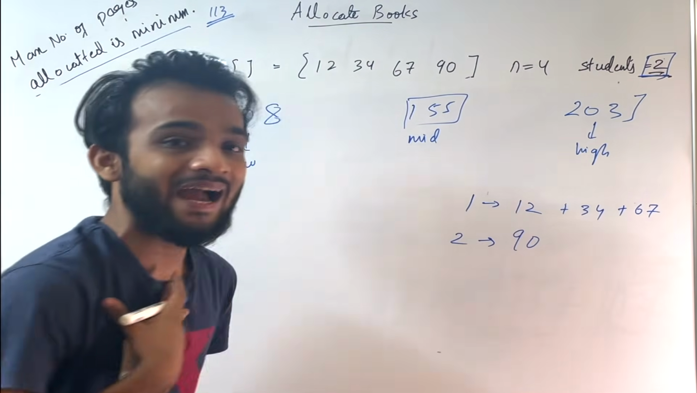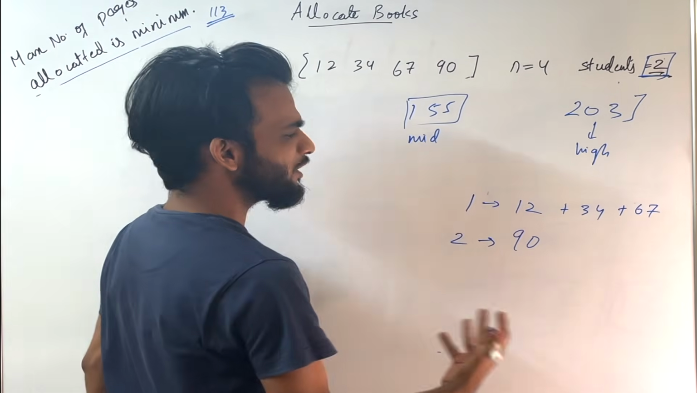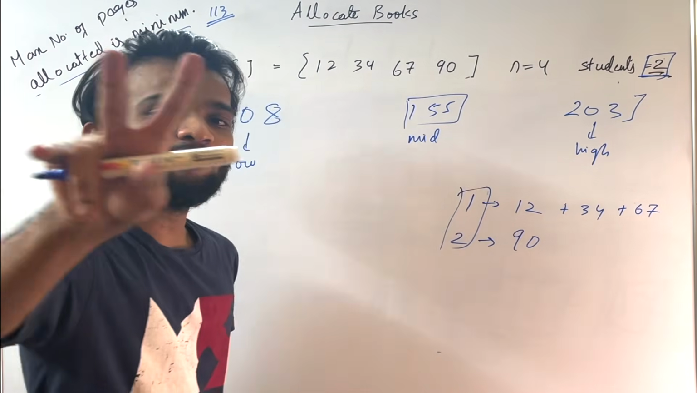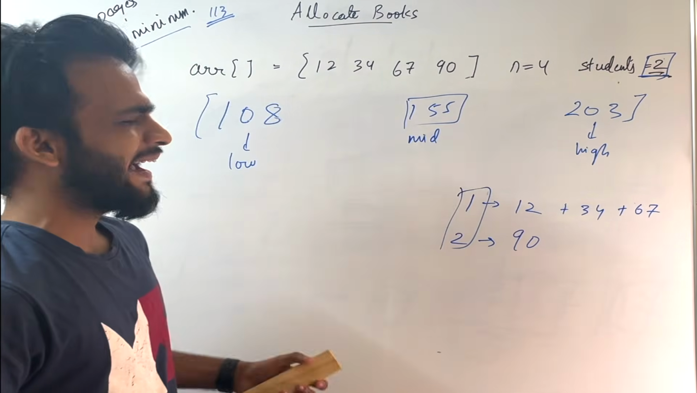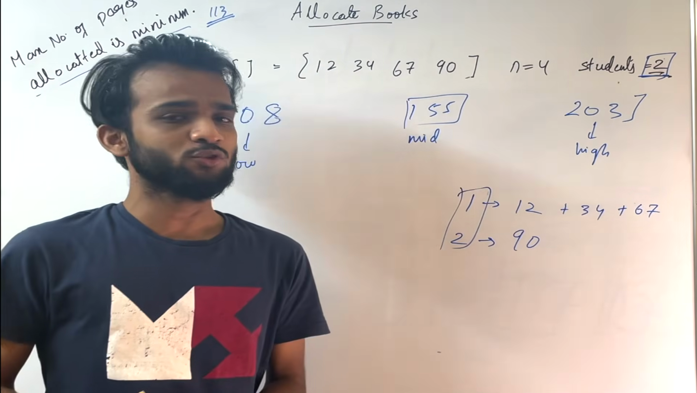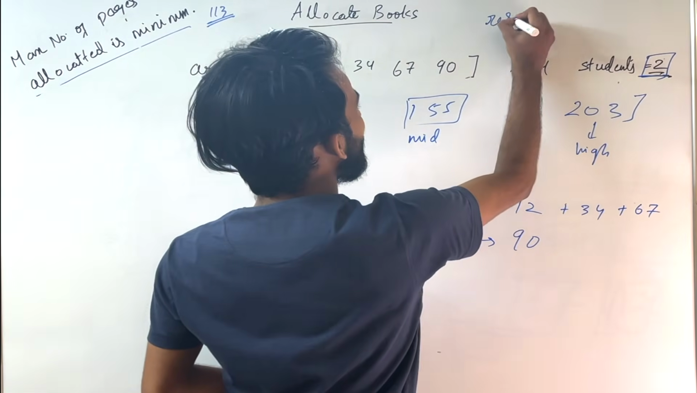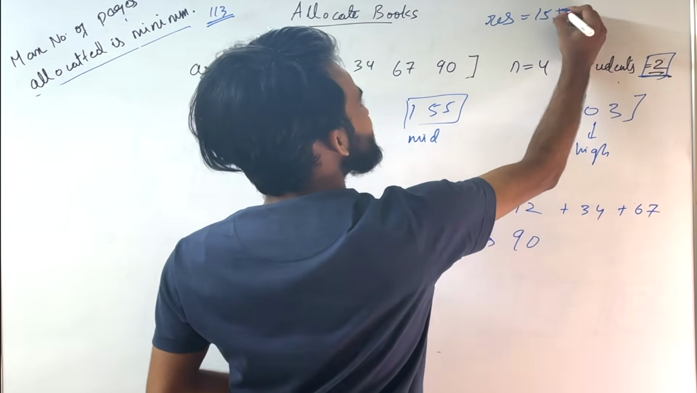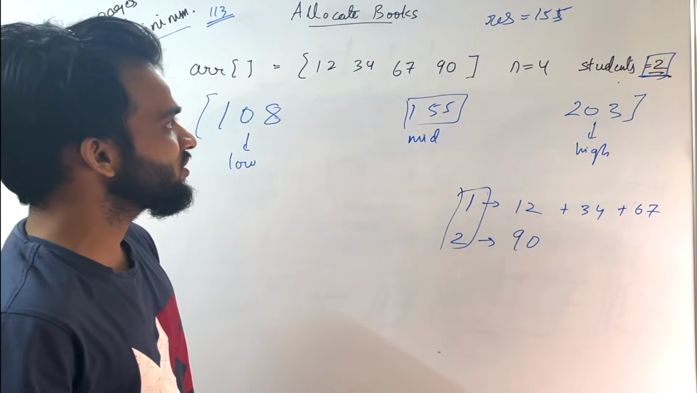So I can see by keeping a maximum barrier of 155, I could allocate to a couple of students. Yes, I could allocate to a couple of students. And if I can allocate to a couple of students, can I say 155 can be one of my possible answers? Yes, I can definitely say 155 is one of my possible answers.